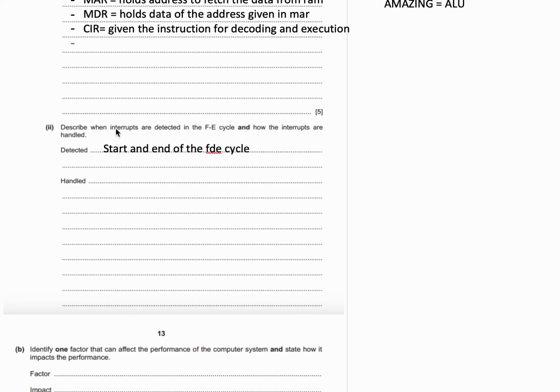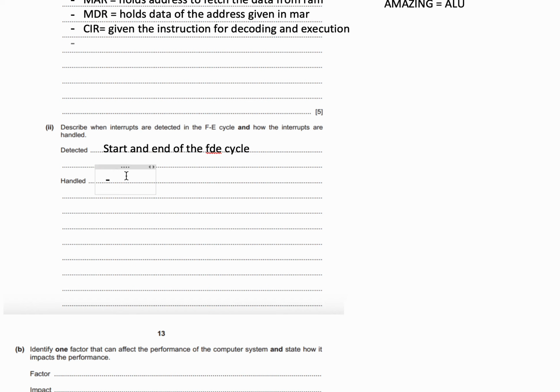And describe when the interrupts are detected in the FDE cycle and how the interrupts are handled. So the interrupts are basically a disruption that occurs in the FDE cycle and needs to be serviced in order to continue. They're detected at the start and the end of the FDE cycle, not in the middle. And if there are multiple interrupts, there are priorities that are ranked from the importance of the interrupts. So the priority of the interrupt is checked.